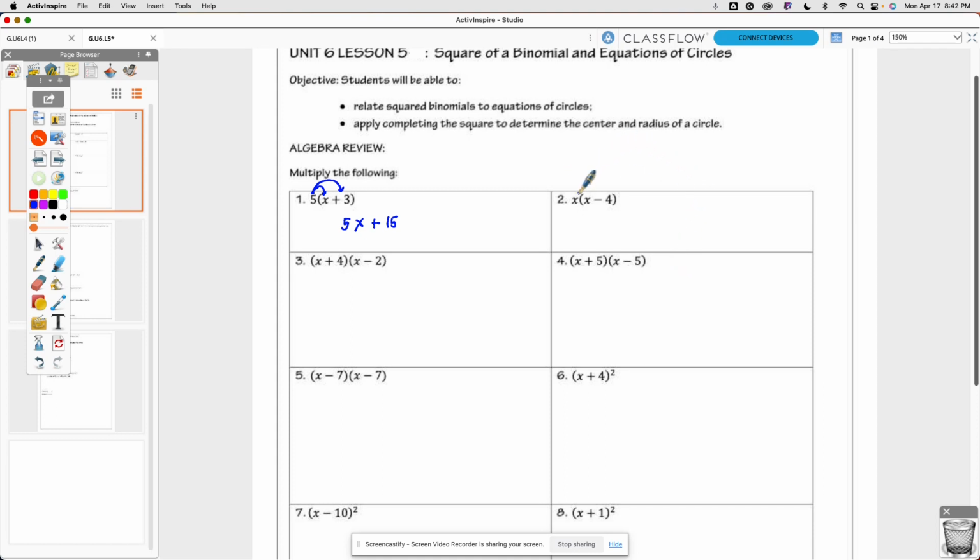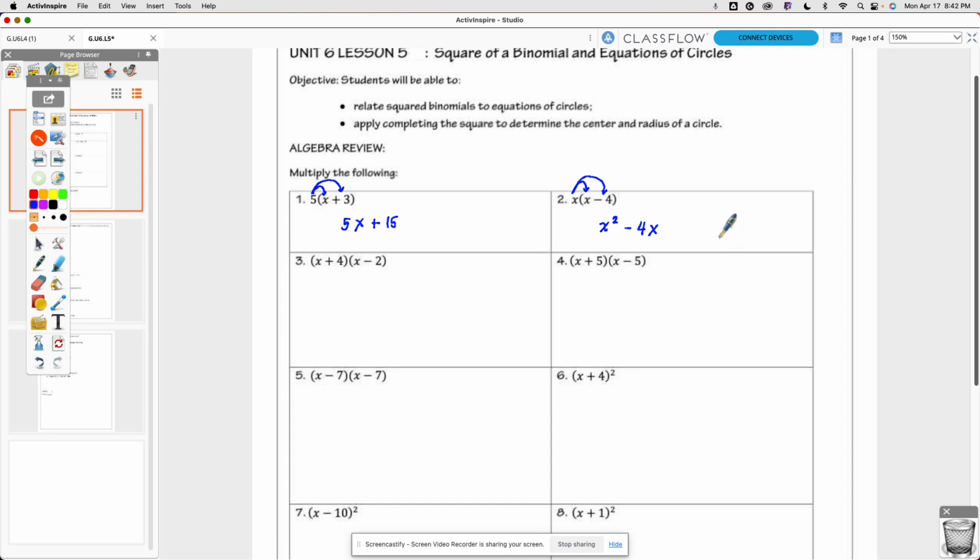Okay, for number 2, we're multiplying x by x minus 4. So just like we did in number 1, we use the distributive property again. So we have x times x will give us x squared. And then x times negative 4 will give us negative 4x. So we have x squared minus 4x for number 2.